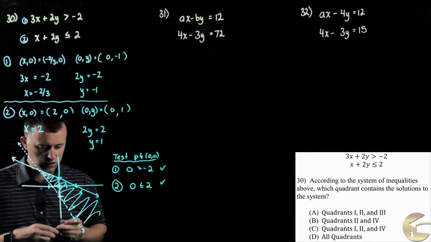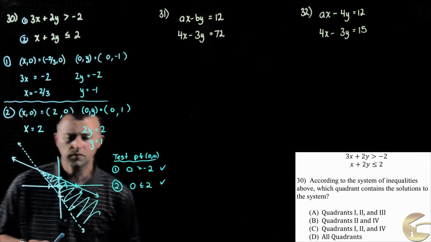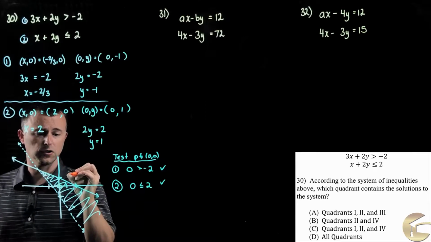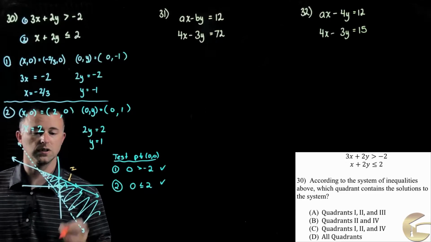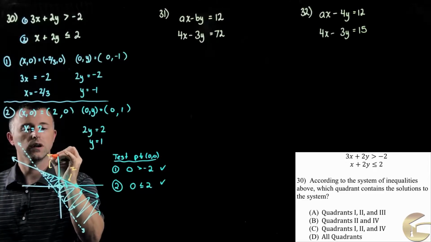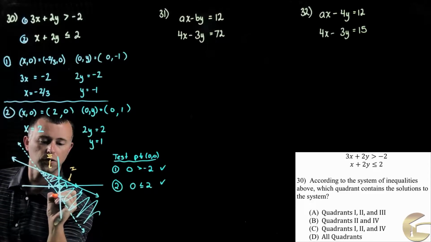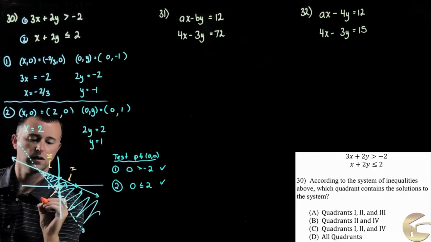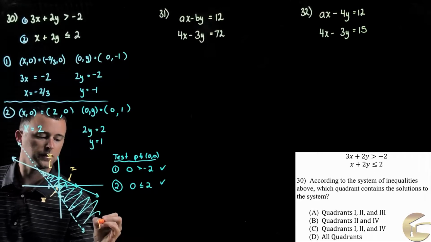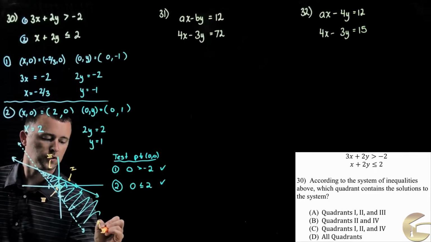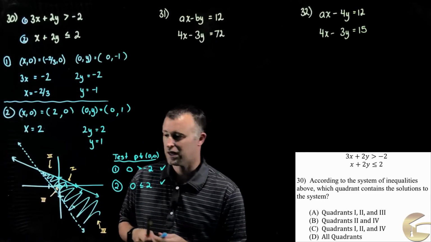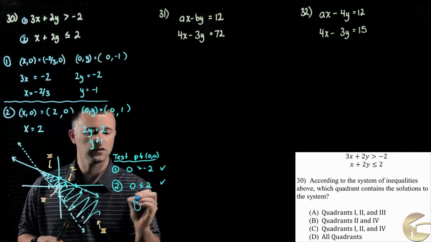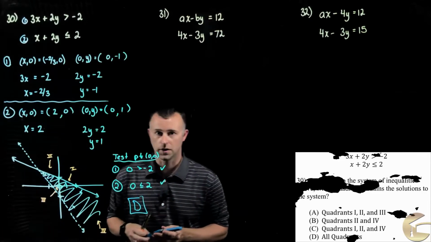So what we want to pay attention to as we look at this problem is what quadrants the solution shows up in. So this is quadrant 1. Notice there's a bit of solution in there. Quadrant 2 has some of the solution in there. Quadrant 3, it's barely there, but this section right here, it's there, it's shaded. So quadrant 3 has a solution, and obviously quadrant 4 does. So it looks like all the quadrants contain the solution to this problem. So D says all quadrants, and that's going to be your answer for number 30.